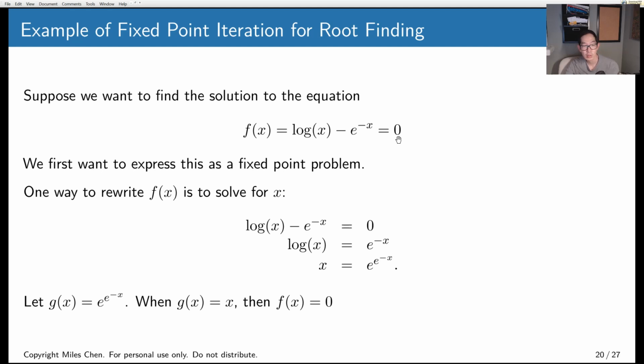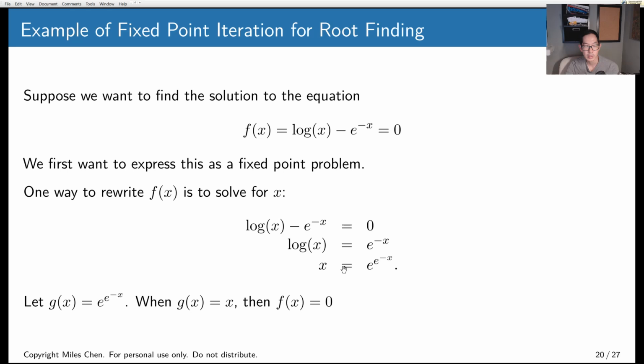So one thing I can do is try to solve for x. I'm going to set this equal to 0 and solve for x. So log of x is equal to e to the negative x, after adding e to the negative x to both sides. And I'm going to raise both sides. This is natural log, so to undo that, I do e to the left side and e to the right side. On the left, I just get x, and on the right side, I get e to the negative x.